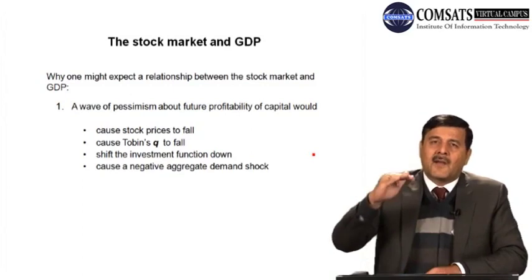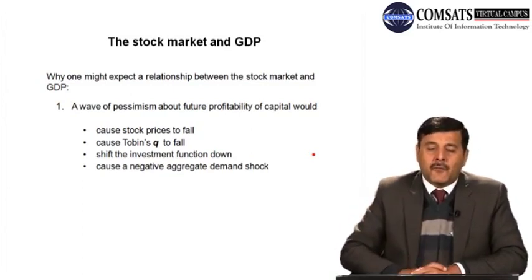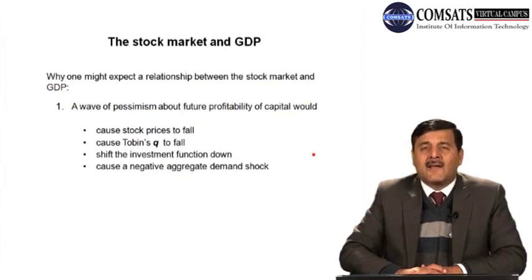If stock prices come down, what will happen? It causes Tobin's Q to fall. When Tobin's Q value comes down, this will shift the investment function down. The investment level in the country will go down. This will cause a negative effect on aggregate demand. This will create a negative aggregate demand shock.